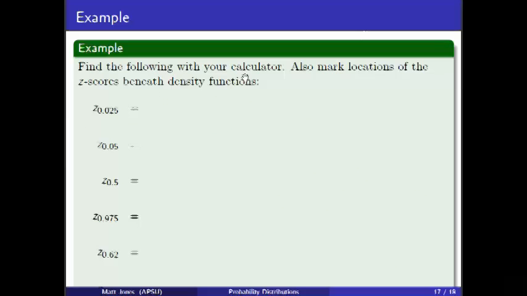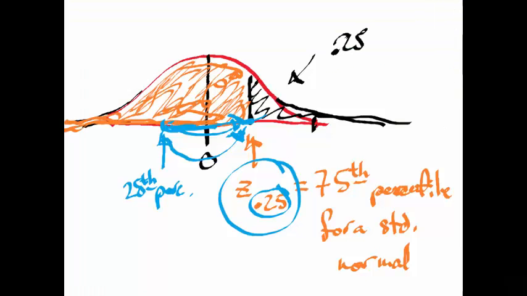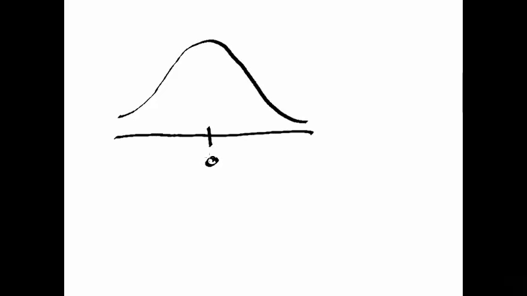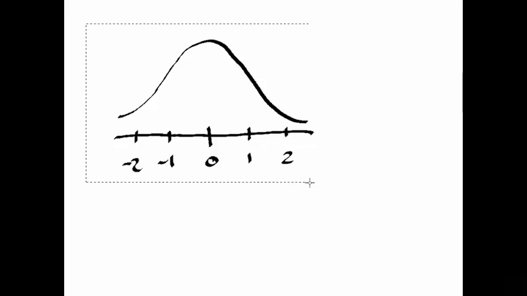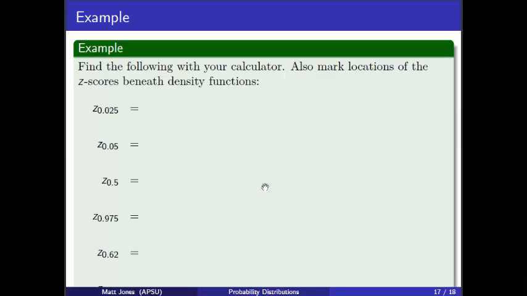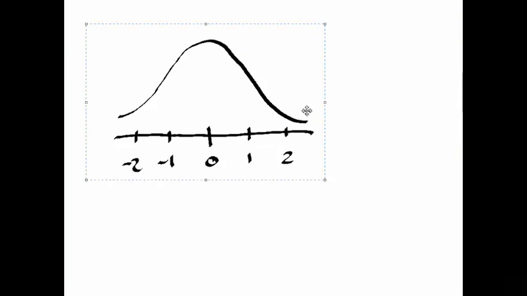Let's do some examples. Find the following with your calculator. Also mark the locations of the z-scores beneath those density functions. So let me get a normal curve here. This is a standard normal curve, so the mean is 0 and standard deviation is 1. It says z sub 0.025. I'm looking for the mark.